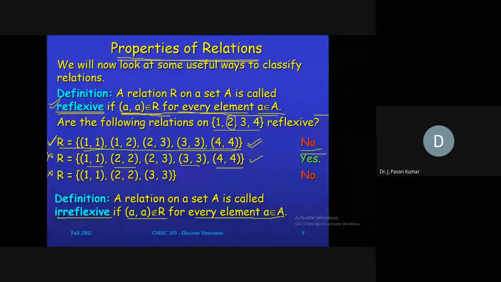Now I will say R equals (1,2), (1,3), (1,4). Can we consider it irreflexive? Yes. Why? Because there is no such pair (a, a) belonging to R.